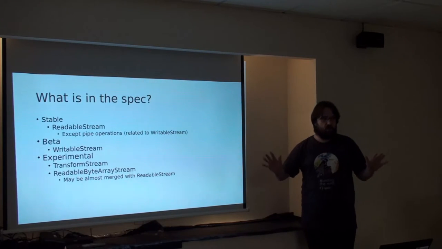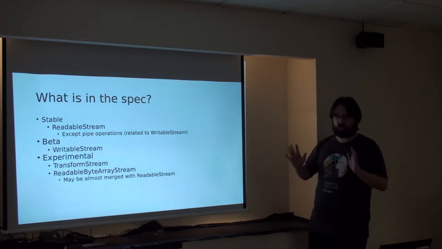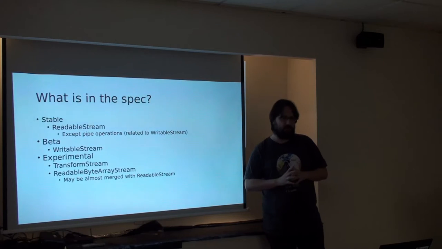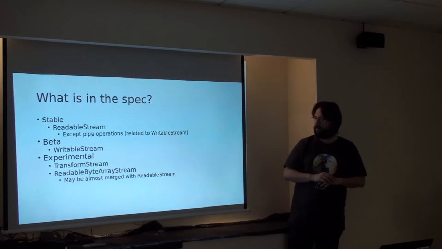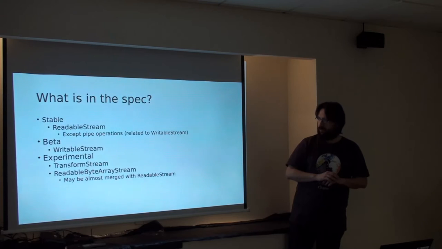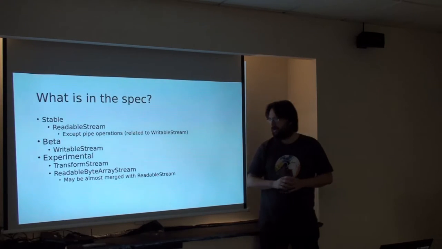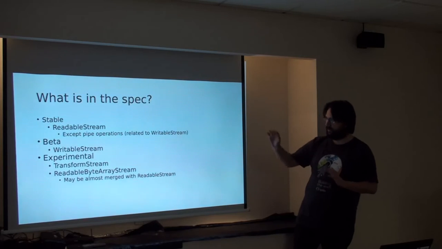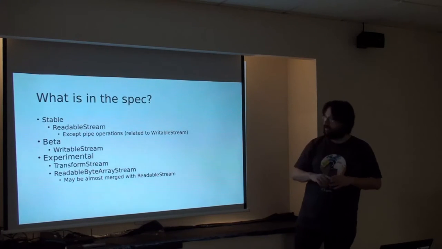So how is the spec now? The spec is stable with readable stream. The spec of readable stream is almost stable. There's one method, which is pipeTo, which is still in flux. Actually, it's specified in the spec. We also have writable stream, which is in beta mode, and we also have the experimental transform stream, and readable byte stream that might be merged into readable stream. So the spec is not completely ready, and it's changing.